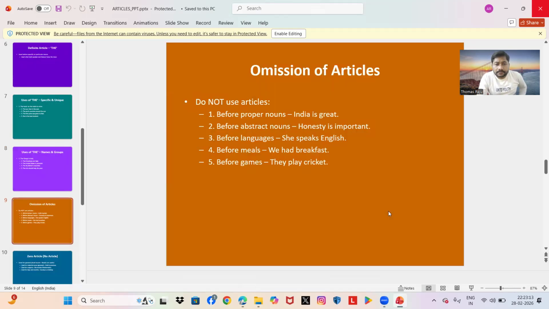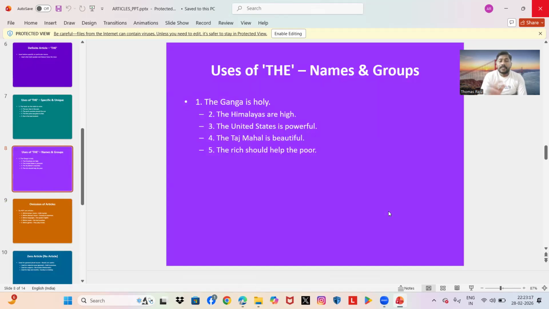Next, omission of article. And some more cases are there where we use the article the: before the names of newspapers, the Eenadu, the Deccan Chronicle, the Hindu. Before the names of magazines also, the Annadata, the Sunshine. And before the names of holy scriptures also we use the definite article: the Bible, the Quran, the Bhagavad Gita, the Zend Avesta, the Guru Granth Sahib.